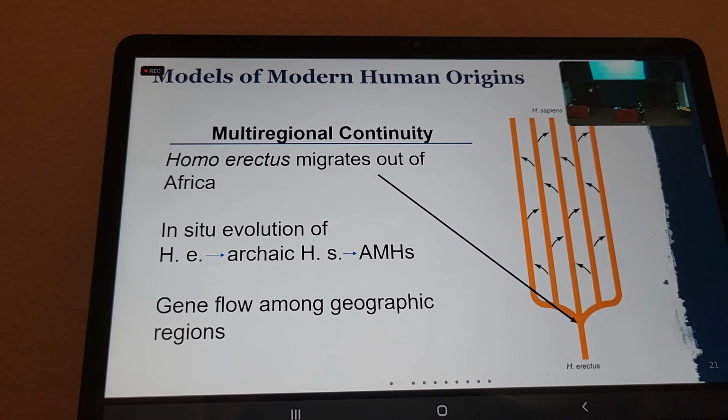The idea is that you get the migration of Homo erectus into Asia, and in Asia you get speciation, evolution into archaic Homo sapiens and into anatomically modern humans. And again, for all the geographic regions of the world. Technically, it would take a very small amount of gene flow across all the geographic regions in order to maintain a single species. But this is not very well accepted today. Most of the evidence does not support this.